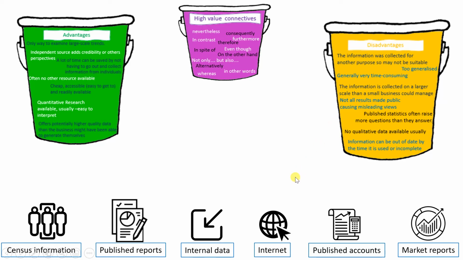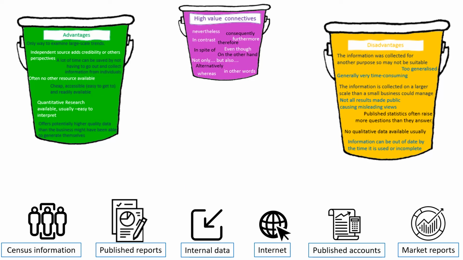You need to choose 2 of your methods, your secondary methods from the 6 below, and using your high value connectives, you are going to put the extended sentences together from the advantages and disadvantages. I'd recommend 2 to 3 extended sentences per method. So that's 2 to 3 times 2 methods, so that's 6 sentences that you need to write.